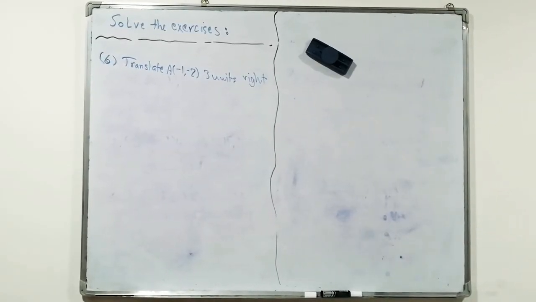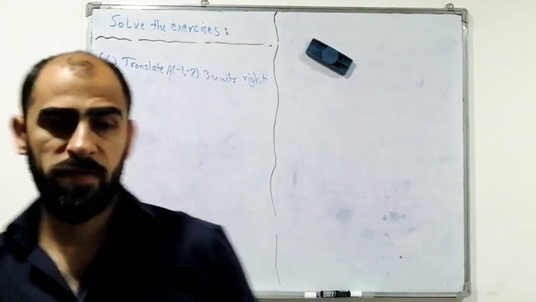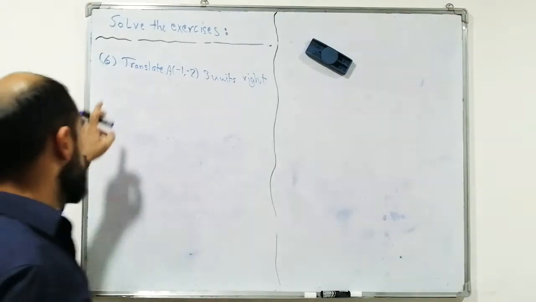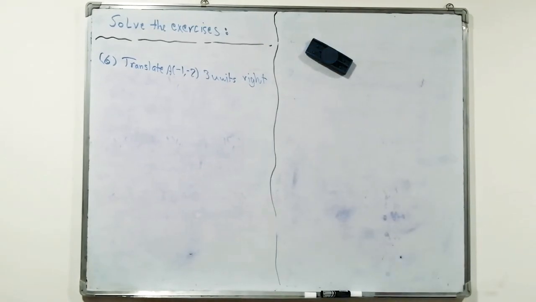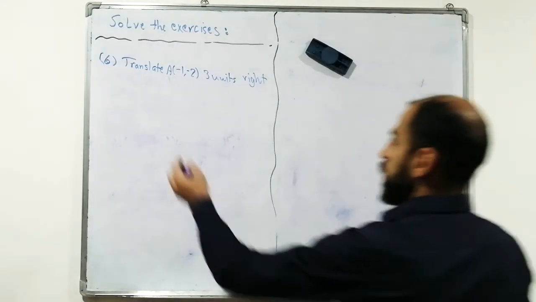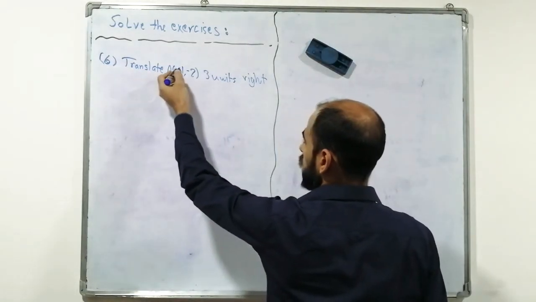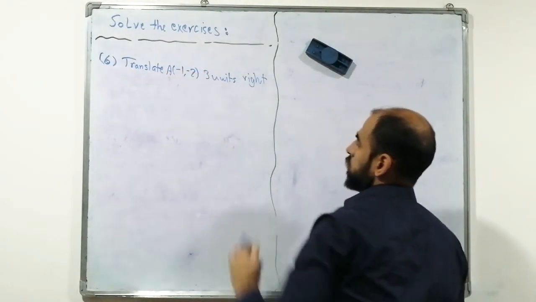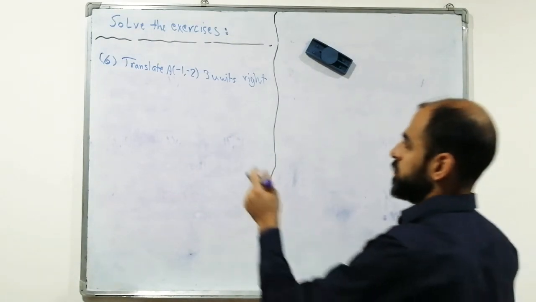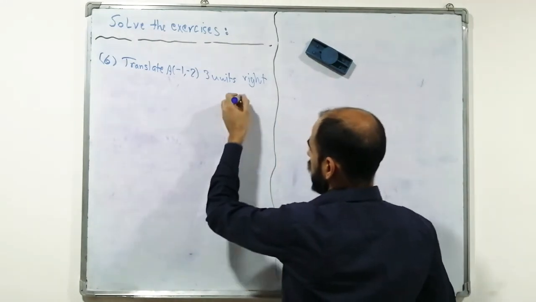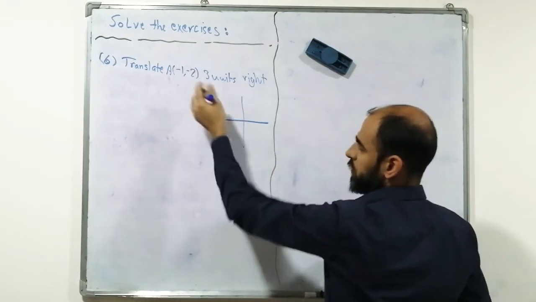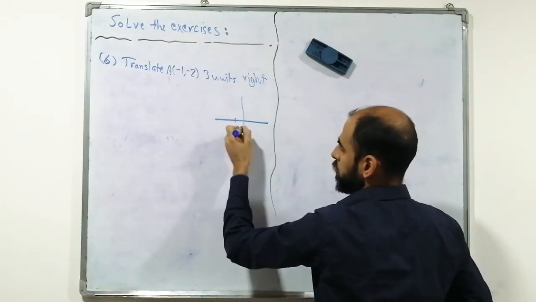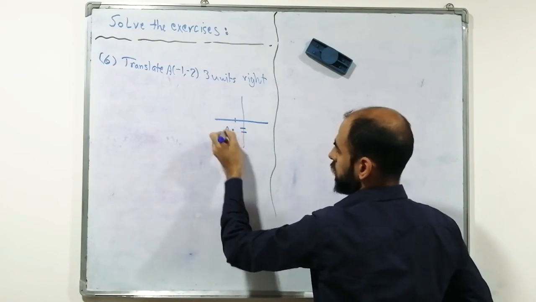Now we will solve the exercise. Question number 6: we have to represent the following point and its image in the coordinate plane. Translate the point A (-1, -2) 3 units to the right. First we have to determine the point and its image. The point is (-1, -2). This is the point A.